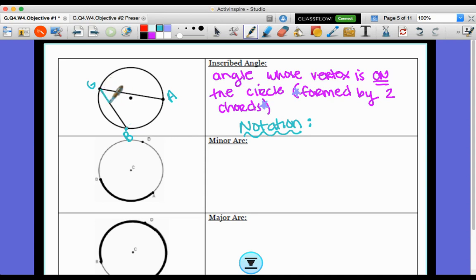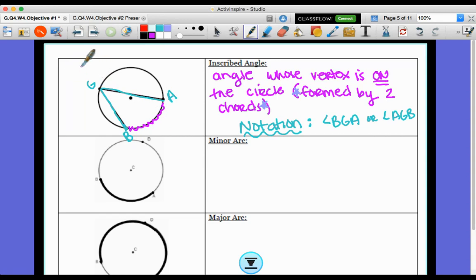Right, so this angle right here is our inscribed angle. So this one would be angle BGA or angle AGB. So what arc is this one intercepting? Oh, right here, right? That's the arc that, if I were to shade the inside of the angle, is the part that it intercepts.